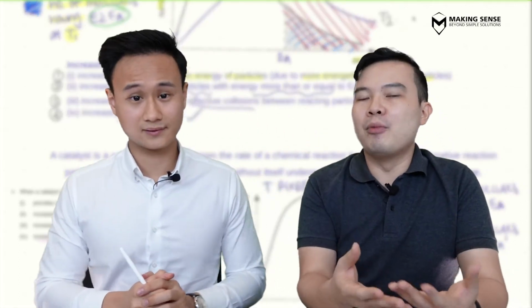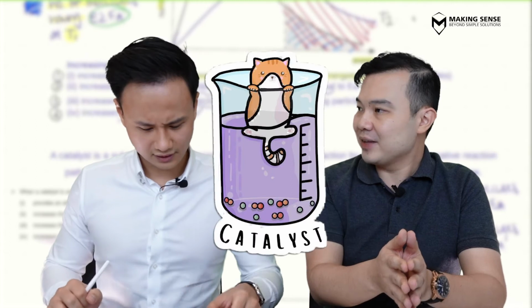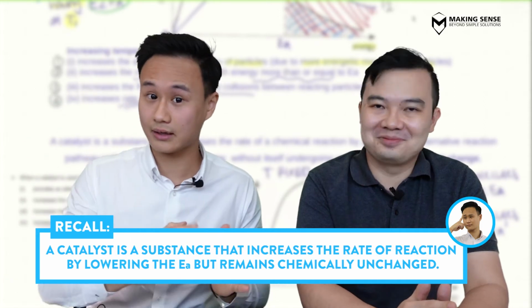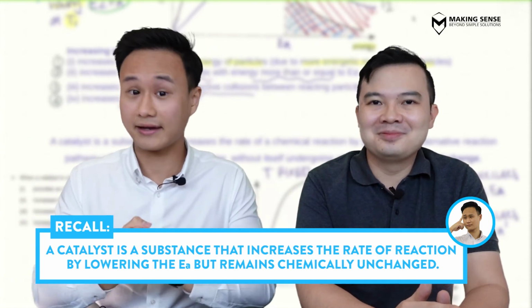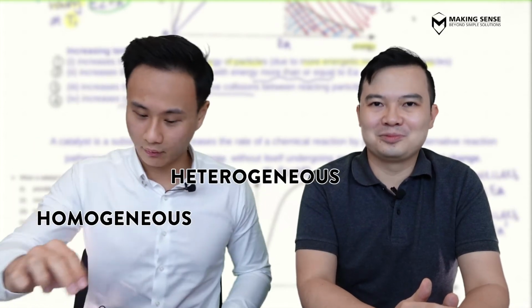Now, moving on, we're going to delve more into the idea of a catalyst. So everybody knows the definition of a catalyst, right? Can you run us through it? Well, sure. So a catalyst is a substance that increases the rate of reaction by lowering the EA, but it remains chemically unchanged. Now, in A levels, we have two types of catalysts. We have heterogeneous and homogeneous, okay? Now, heterogeneous catalyst means this. The catalyst and the reactants are in different phases.